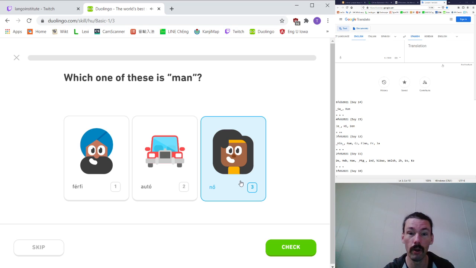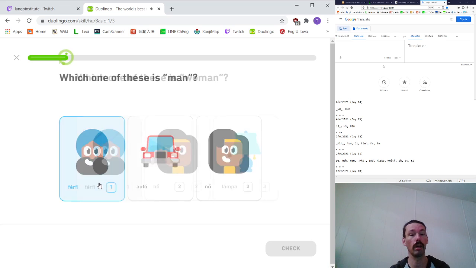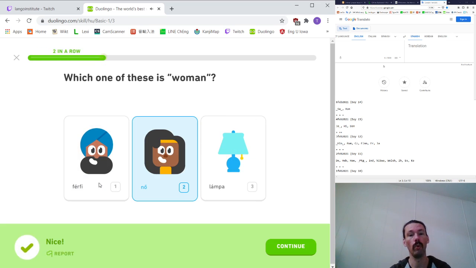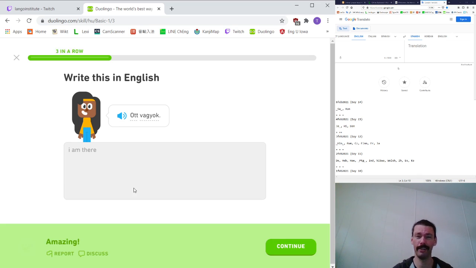The nő, nő, for woman, recalls the Chinese word. Nő has a long vowel there. Férfi, man. Nő. Ott vagyok. Ott vagyok. Vagyok is I am. Ott. There. Odd sentence, dudes.